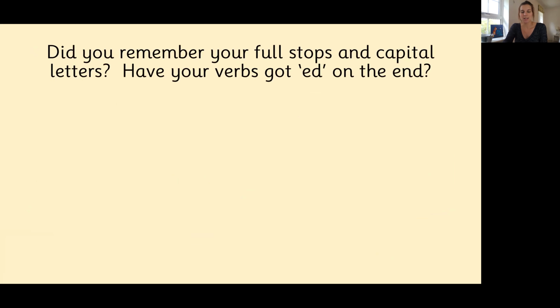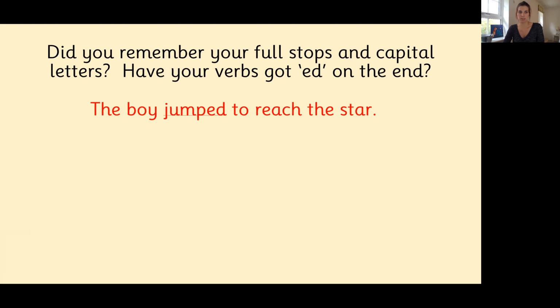So you might have had some sentences a little bit like this. Okay, I'd like you to read your sentences aloud, and then let's have a look at these ones together and see if yours are similar to mine. So you might have something like, the boy jumped to reach the star. Have I got a capital letter? Yes. Have I got a full stop at the end? Yes. Have I got ed written on the end of my verb? The boy jumped to reach the star. Yes, I have. Okay, so those are the things I want you to check on yours. Capital letter, full stop, ed suffix.